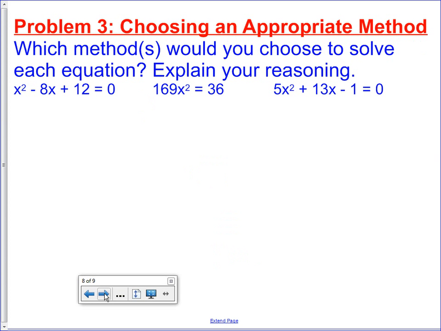Okay, problem 3, choosing an appropriate method. Which method or methods would you choose to solve each equation? And explain your reasoning. Now, we're not going to solve these, but I will tell you the method that I would choose. And so beginning with the first equation, x squared minus 8x plus 12, I would choose factoring. And the reason I would choose factoring is because it's easy to factor.